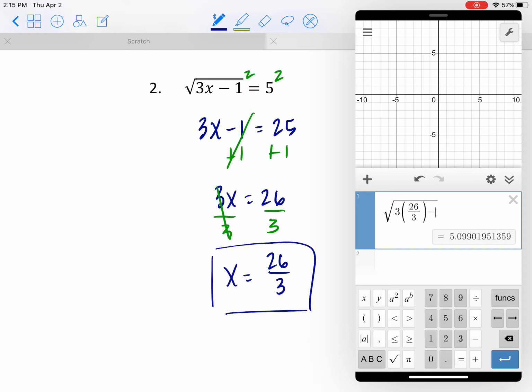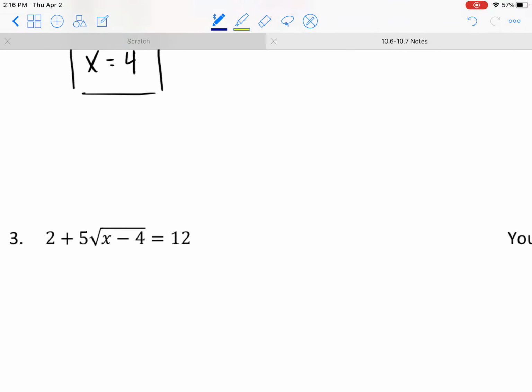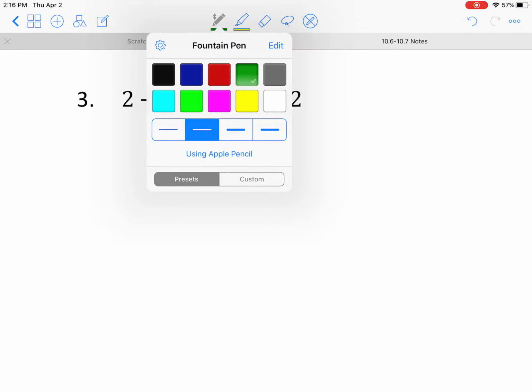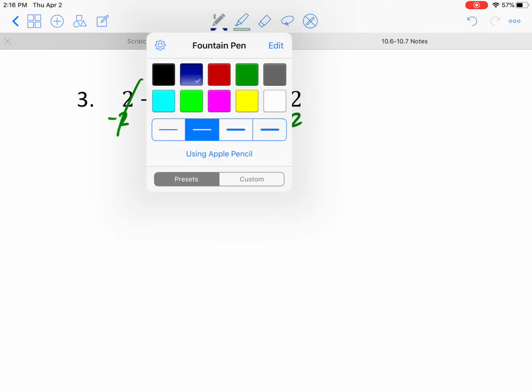So let's put in the square root of 3 times, and I'm going to plug in 26 thirds, and then if I subtract 1, that's where the equal sign is. That's where I stopped typing, and I could see in the corner here that it's equal to 5, which is what it's supposed to be. So you can use your calculator to verify if you don't want to do that by hand. Okay? All right, number 3.